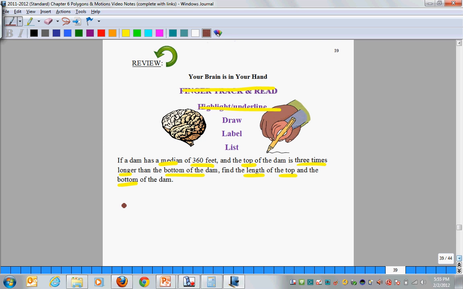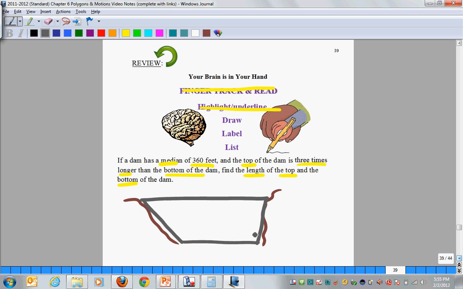So we have kind of a dam. Here's the mountainside. You should be able to visualize that a dam is actually a form of a trapezoid. It's an upside-down trapezoid, or what you would perceive as an upside-down trapezoid. And we have a median here. Median means we're connecting the midpoints. And we're told that the median is 360 feet.